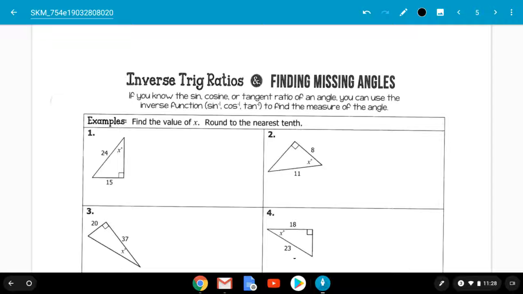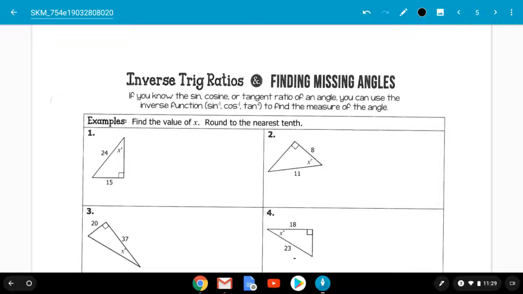So we're basically doing the opposite here. Before we were finding the missing sides, now we're trying to find the missing angles. But the process is still the same. We're still going to identify opposite, adjacent, and hypotenuse sides and still set up the same way.